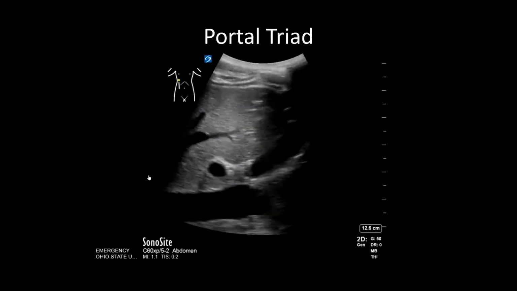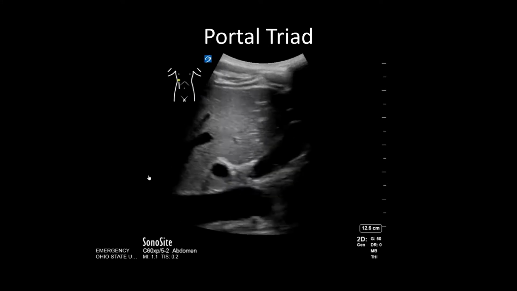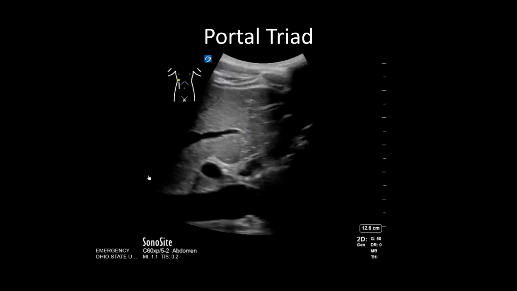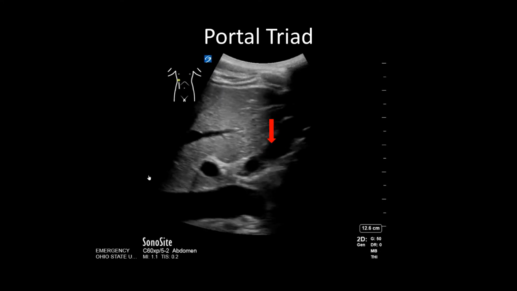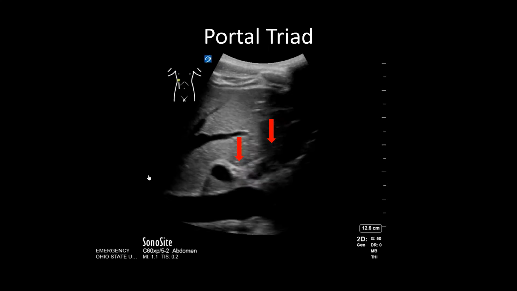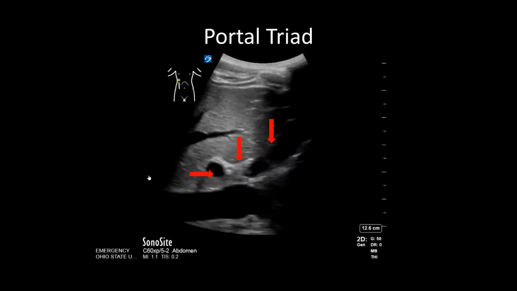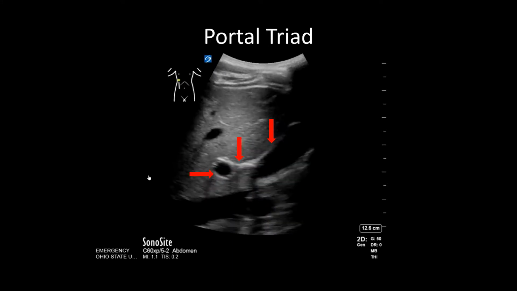The portal triad is a common landmark for both the gallbladder and common bile duct. The portal triad can be found by looking for the MLF, which connects both the gallbladder and the portal triad. Here's the gallbladder. Here is the hyperechoic MLF, or main lobar fissure. The portal vein is the large anechoic circle, also known as the face of Mickey Mouse.